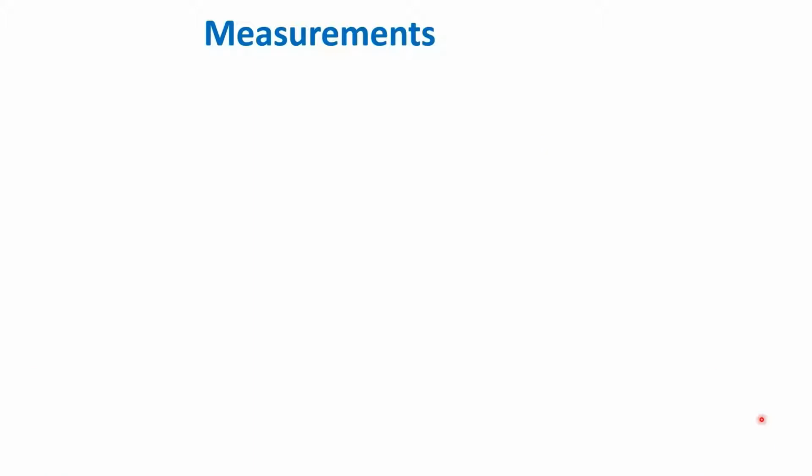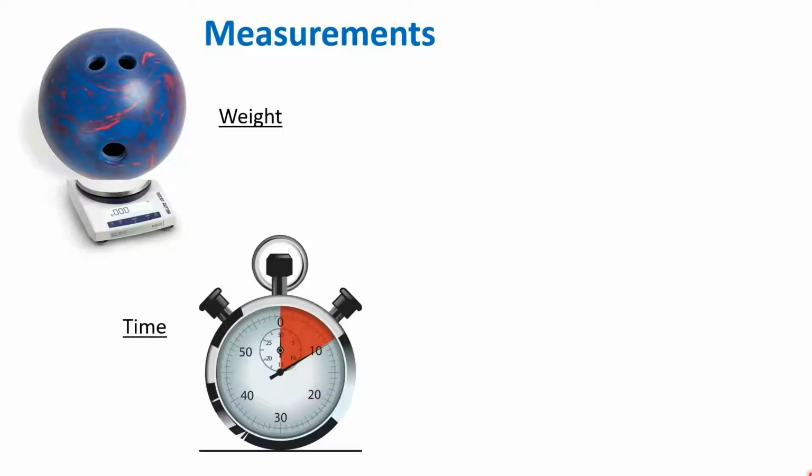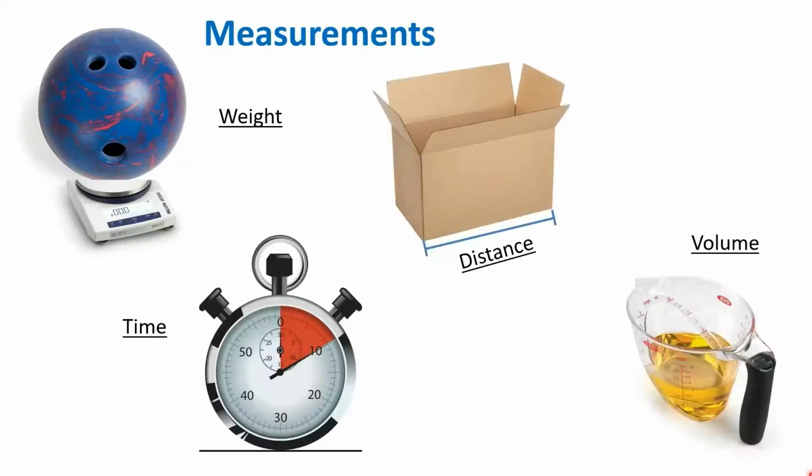As scientists and engineers, you're going to make measurements all the time. Some of the things you're going to measure are weight, time, distance, and volume. You're also going to spend a lot of time collaborating and exchanging information with other people. With different people making different measurements, a problem arises.